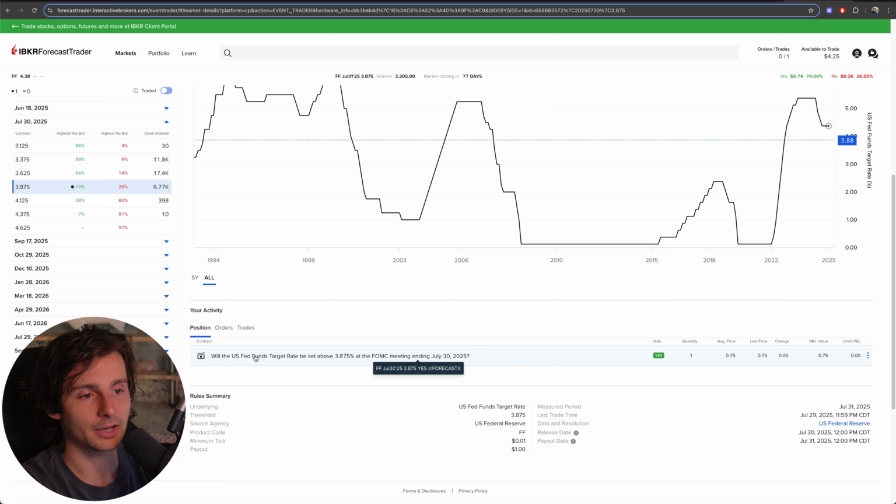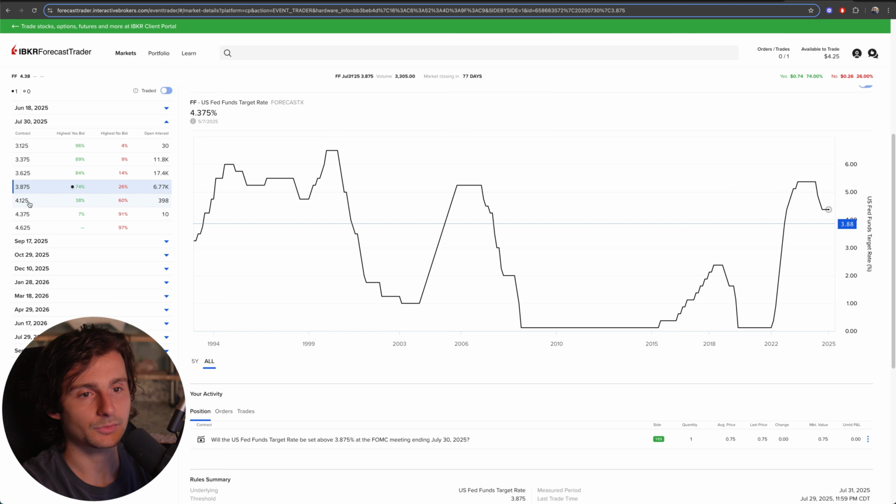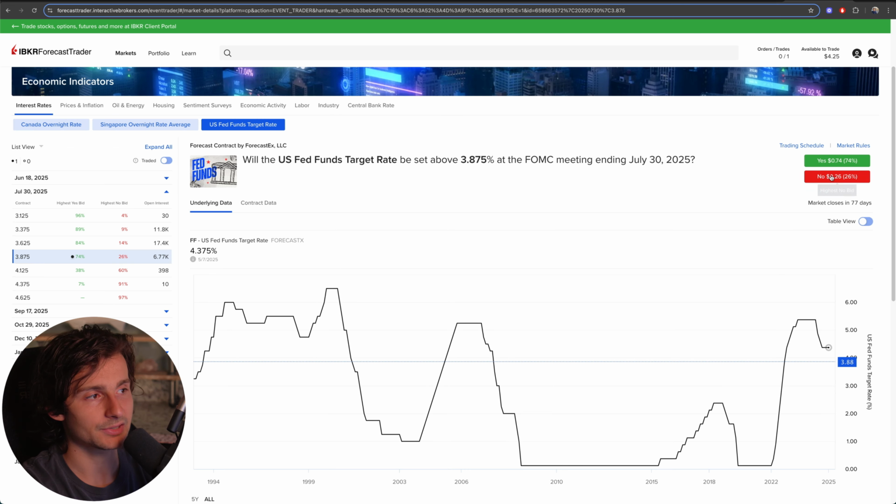And essentially what I have done is I've placed a bet that the Fed funds target rate will be above 3.875 at the FOMC meeting ending July 30th, 2025. So if I click on that, this little dot right here represents my position. I click on that, and I can now see the odds of yes or no.